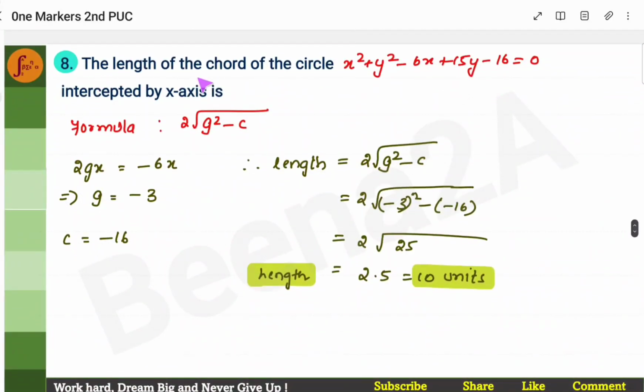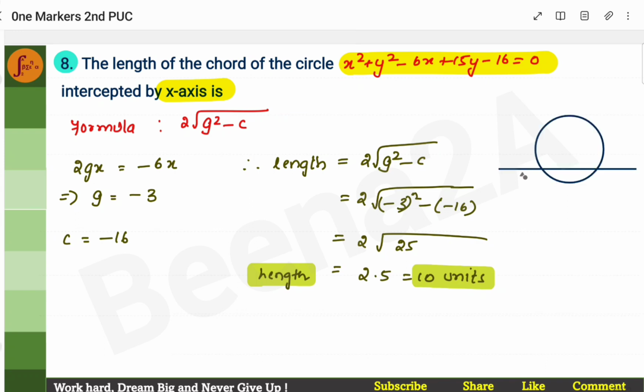Now here, the length of the chord of the circle intercepted by the x-axis. I need to find the intercept, right? The circle equation is given. It is intercepted by the x-axis, right? That is, the circle is cut. The circle is intersected by the x-axis.